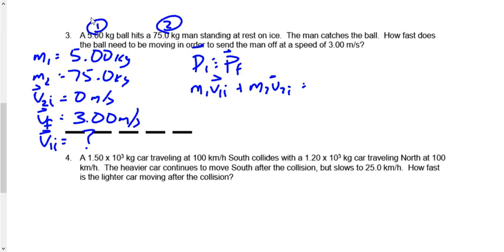Some of you say, well, the ball's not really a part of the man. You know what? Neither are his socks a part of the man. But we consider that, right? We're saying the man's mass is 75 kilograms. We're counting the mass of his socks and everything else that he's wearing, and that's just included in the 75.